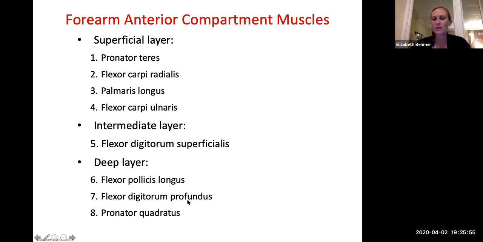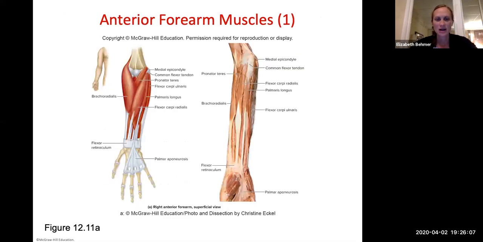Flexor digitorum profundus, flexor digitorum superficialis. If something has digitorum in it, it means its tendons are going to flex your digits, or your fingers. So this is a look. Just holler out at me if you have questions as we go through these forearm muscles.